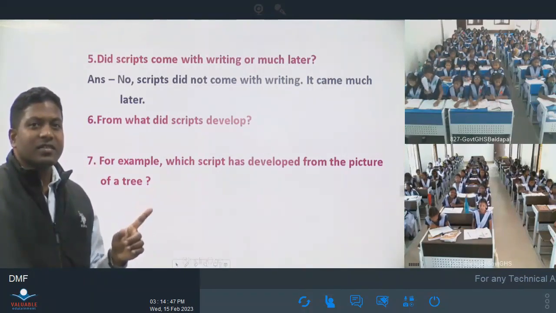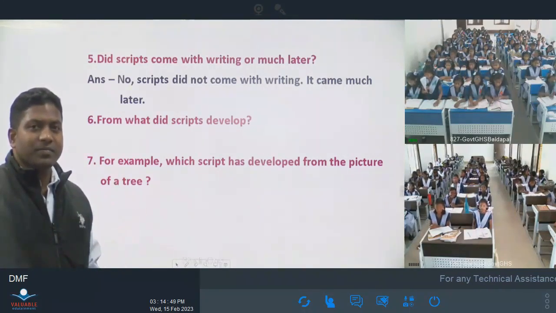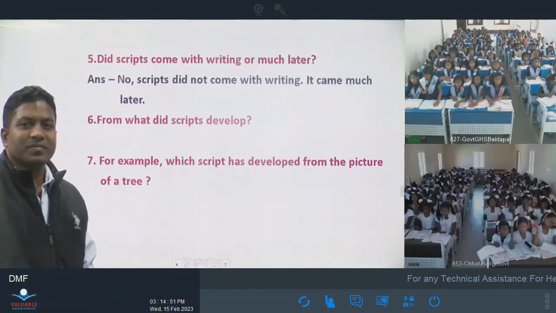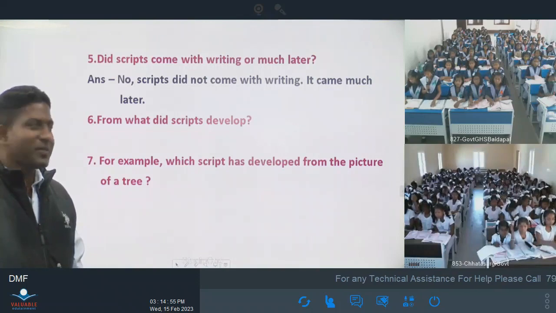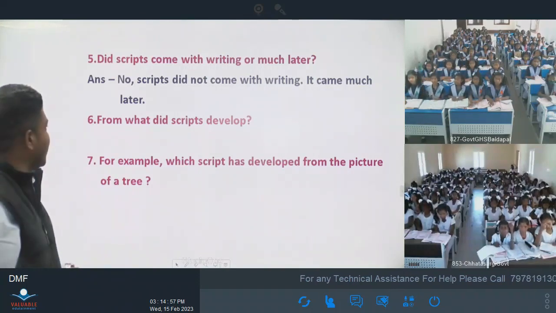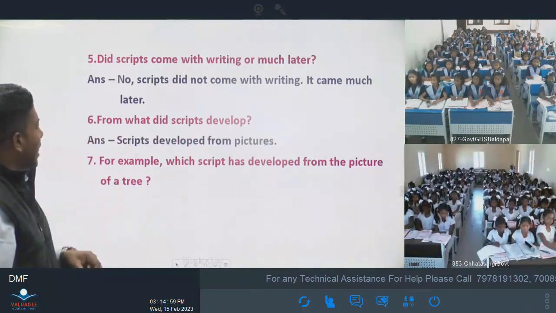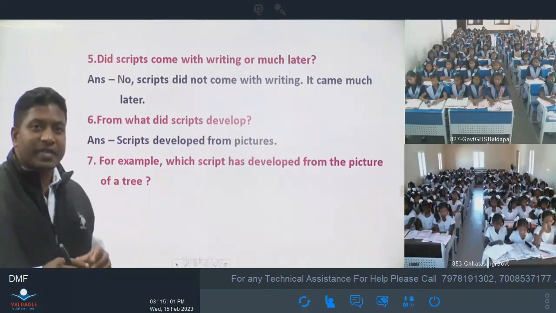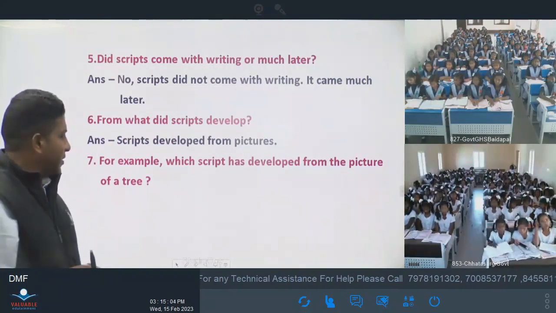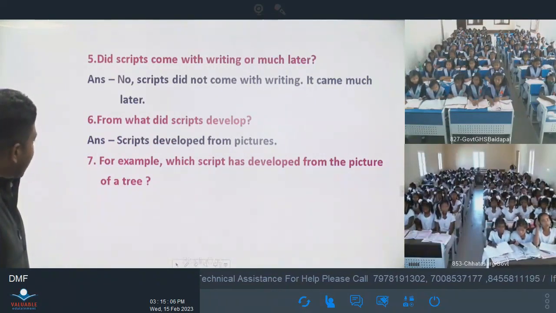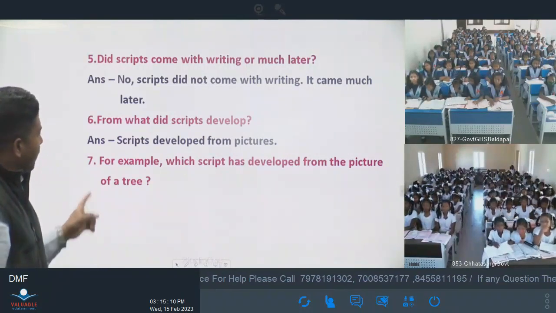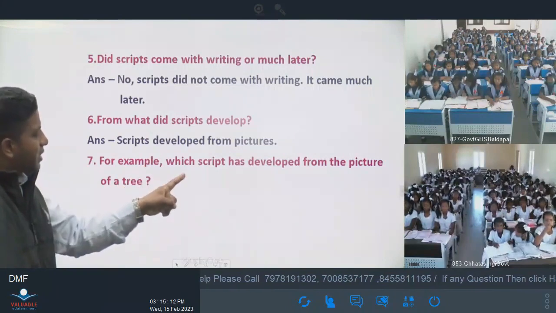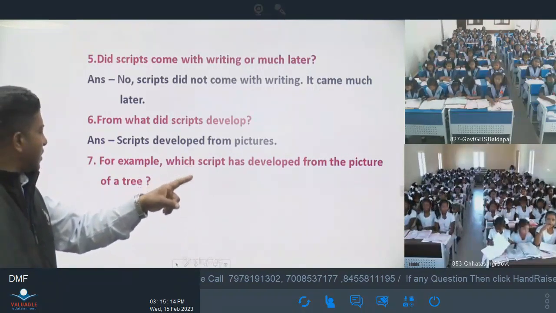From what? Did scripts develop from the picture? Yes, very good. Thank you. Thank you for your answer. Scripts developed from pictures. Right? Now let's move to the next question. Question number 7. For example, which script has developed from the picture of a tree?